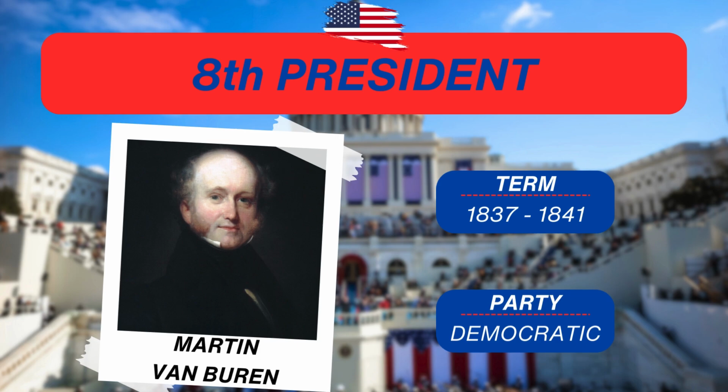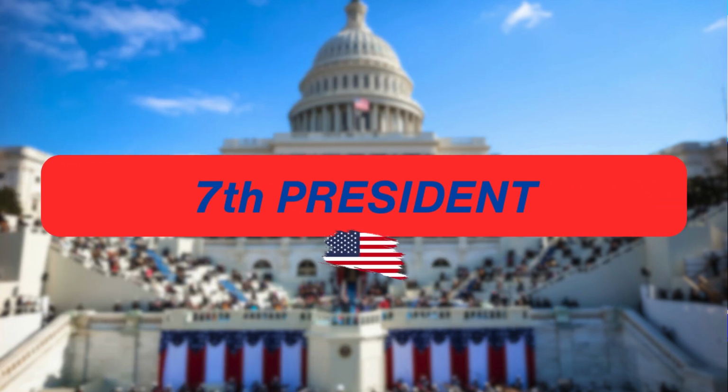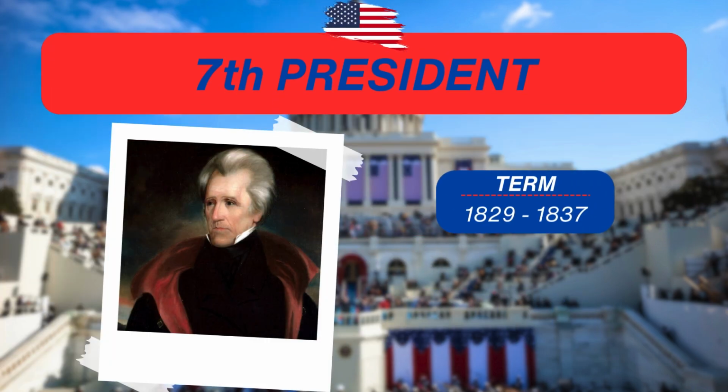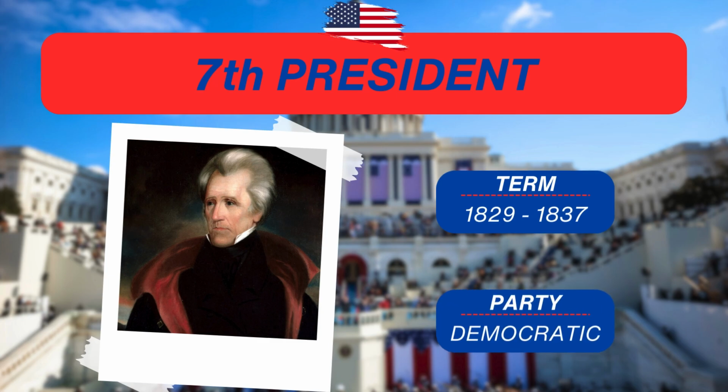He is Martin Van Buren, the 7th President. His term was from 1829 to 1837. He represented the Democratic Party, and his initials are AJ.